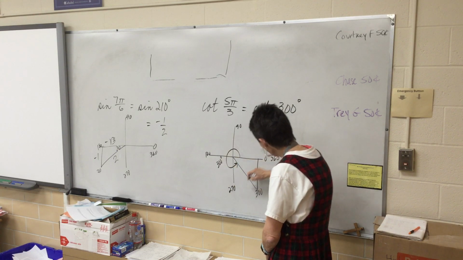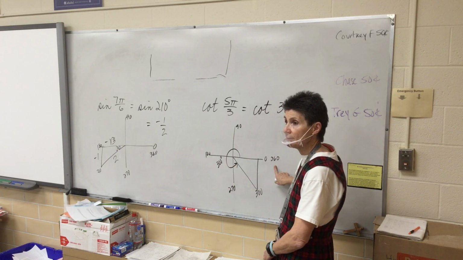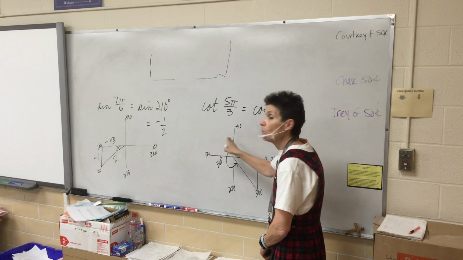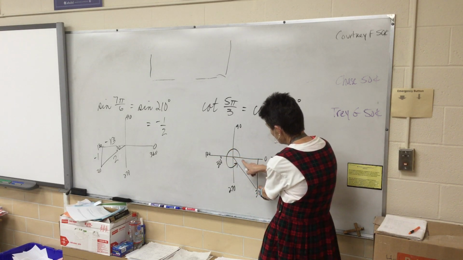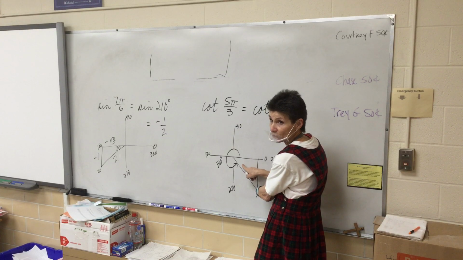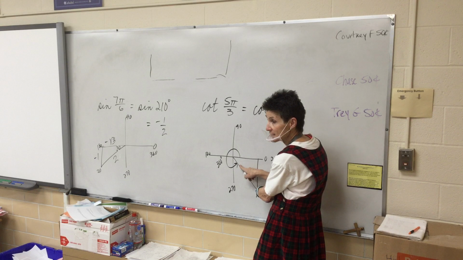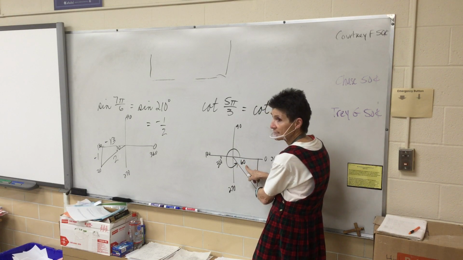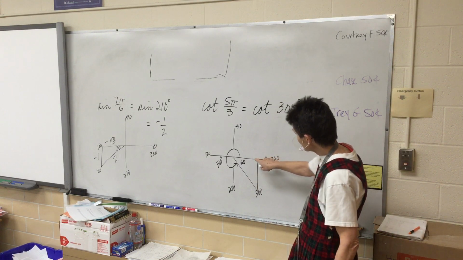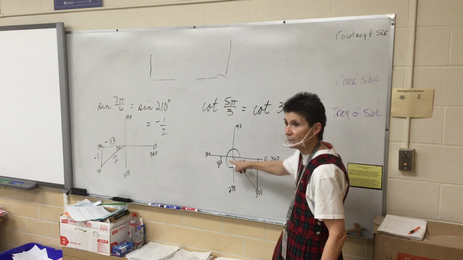And if I go all the way around, it's 360, right? But I didn't go all the way around. I stopped this much before I got to 360. So how much is this? 60. This is 360, and this is only 300.